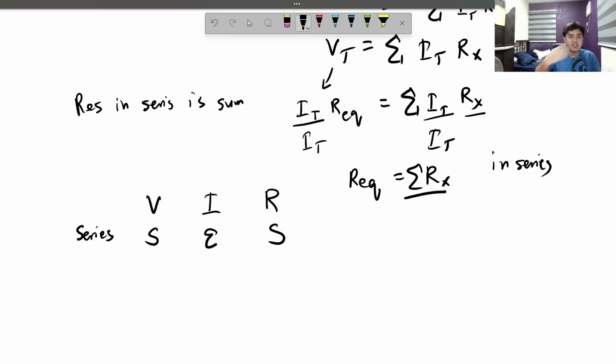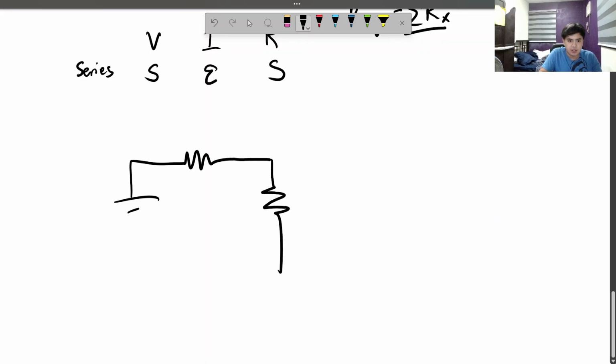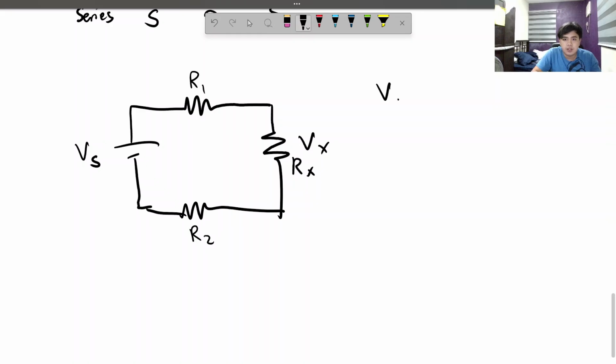How can we extrapolate this into the divider law? Well, the voltage divider law works only in a series circuit, and for this exact reason. Now, let's say there's a voltage here, Vx. And maybe all of these resistances have Rx, like R1 or R2 or whatever. And then there's Vs, the V source, and V source equals the V total of all of this.